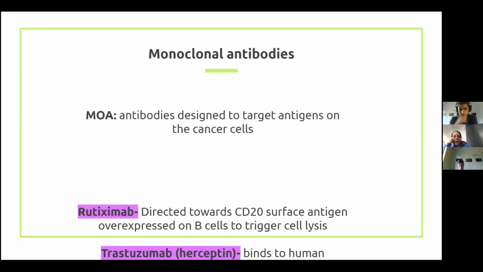Yeah, sorry, the formatting stuffed up a bit, but we have our monoclonal antibodies, which essentially, imagine you get an injection of antibodies that are specifically targeted to characteristics of cancer cells. So we have rituximab, which is directed towards that CD20 surface antigen, which is overexpressed on B cells to trigger cell lysis.